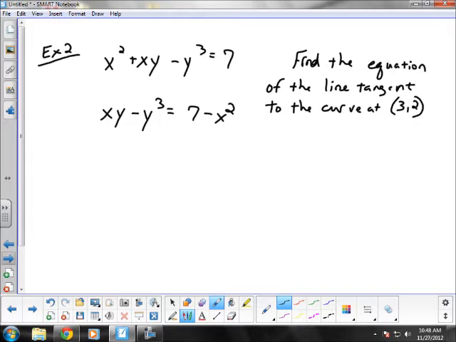So let's talk about that. Let's take the derivative of each part. This is a product, so I've got to use the product rule, right? So I've got the derivative of the first, which is 1, times the second, plus the first times the derivative of the second, and the derivative of y is dy dx. So it's 1 times dy dx minus the derivative of y to the third, which is 3y squared dy dx, is equal to, the 7 goes away to a 0, negative 2x.